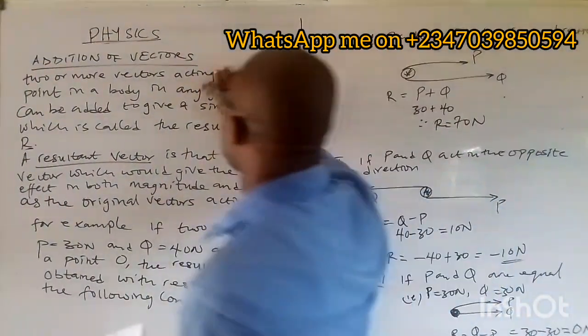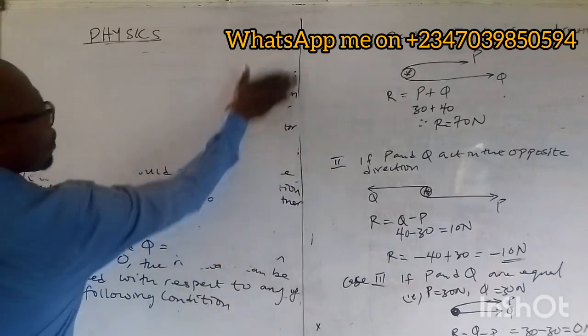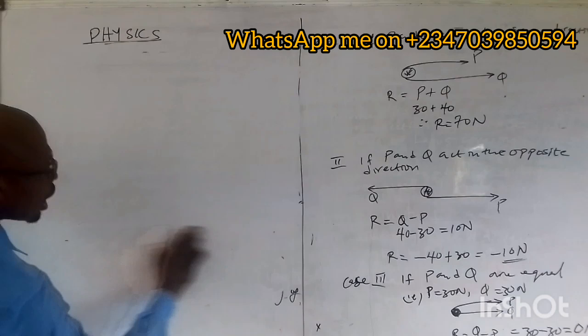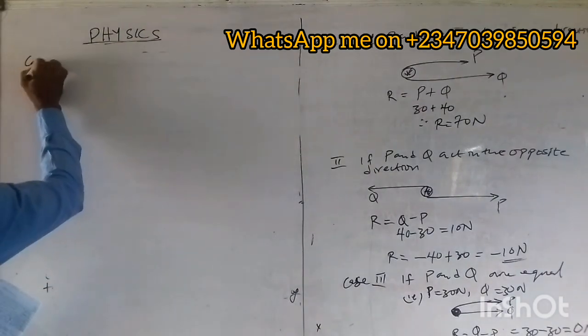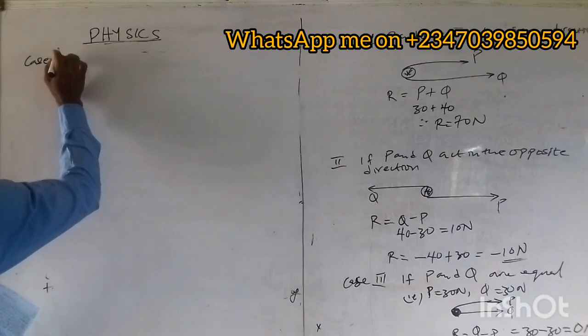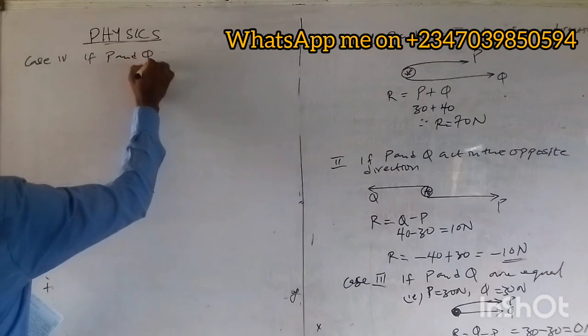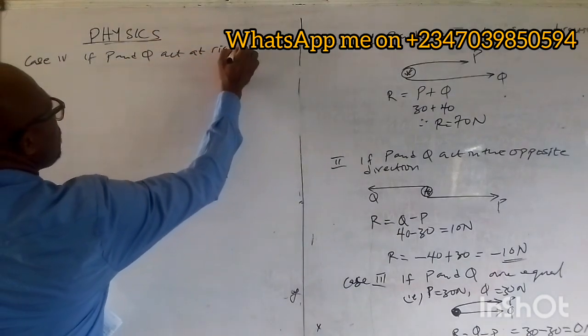Okay, we'll look at case 4. Case 4, assuming the two forces are acting at right angles. Case 4: if P and Q act at right angles.